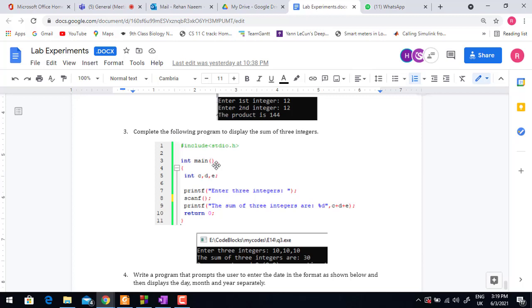Okay, in question number 3, you have to prompt the user to enter 3 integers separated by commas, and those 3 integers are to be summed together, and the sum is to be displayed at the output. So basically you have to instruct the computer to ignore the comma sign, and just consider the integers that are appearing before the comma sign.